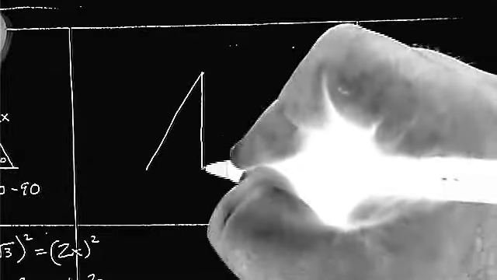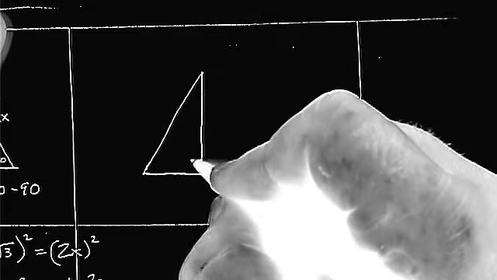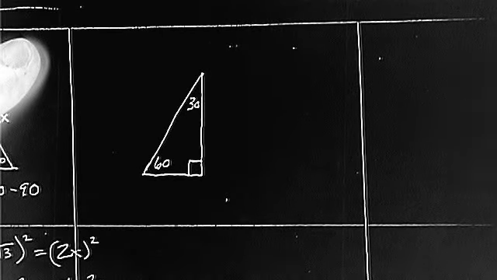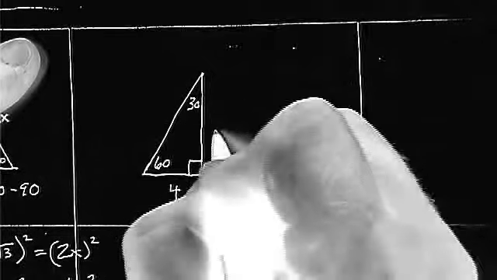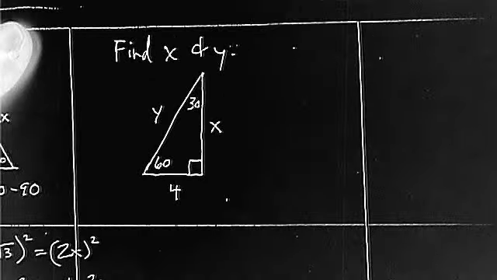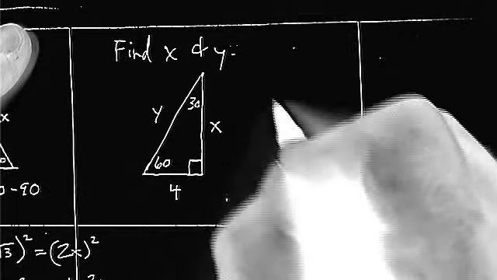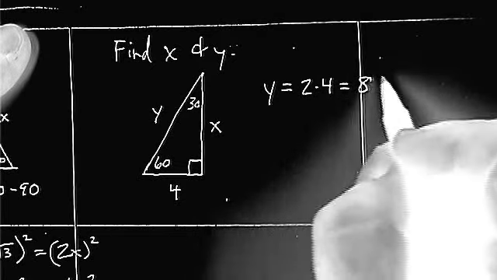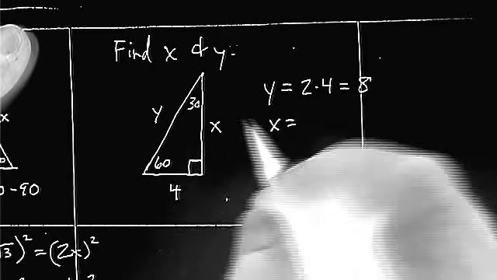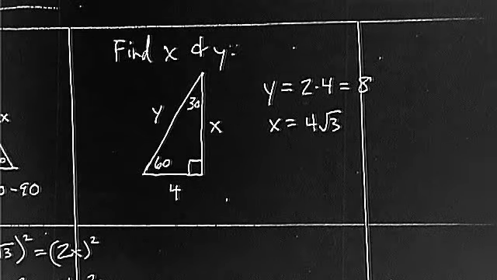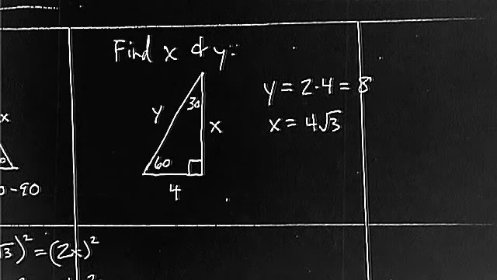So I've got the 30, 60, 90. And obviously that's the 60 and that's the 30. So this is 4. And I want to know x and y. So the hypotenuse is the easy one to figure out, right? Because that's 2 times the short leg, which is 8. But the long leg isn't all that difficult because it's the short leg times the square root of 3. So obviously this question was an easy one.